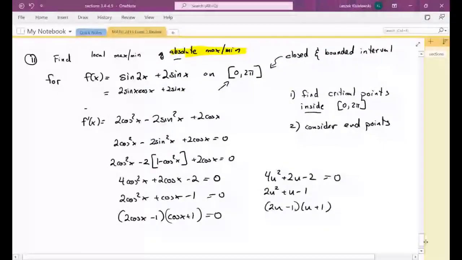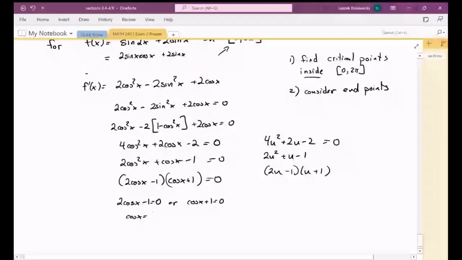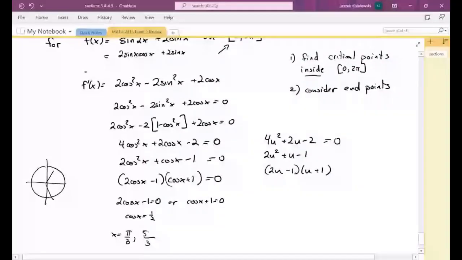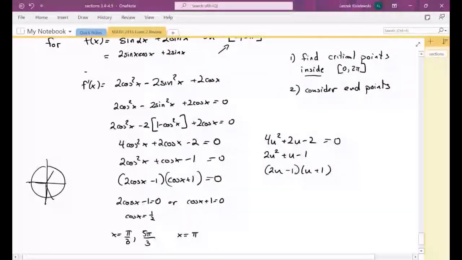All right. So here, either cosine is going to be a half, or cosine is going to be -1. So x, where's cosine a half? pi over 3 and 5 pi over 3. And cosine is negative 1 at pi. Okay. So those are the 3 critical points inside our region.